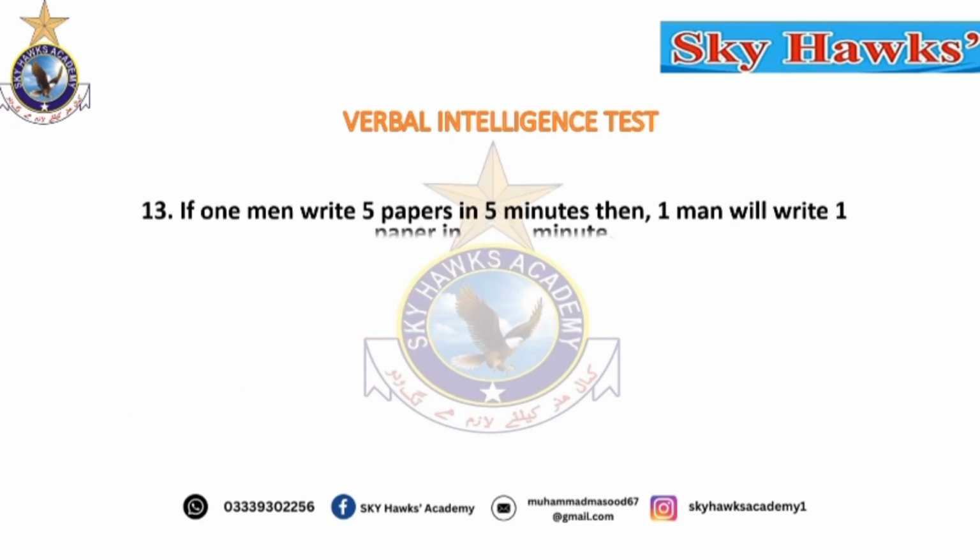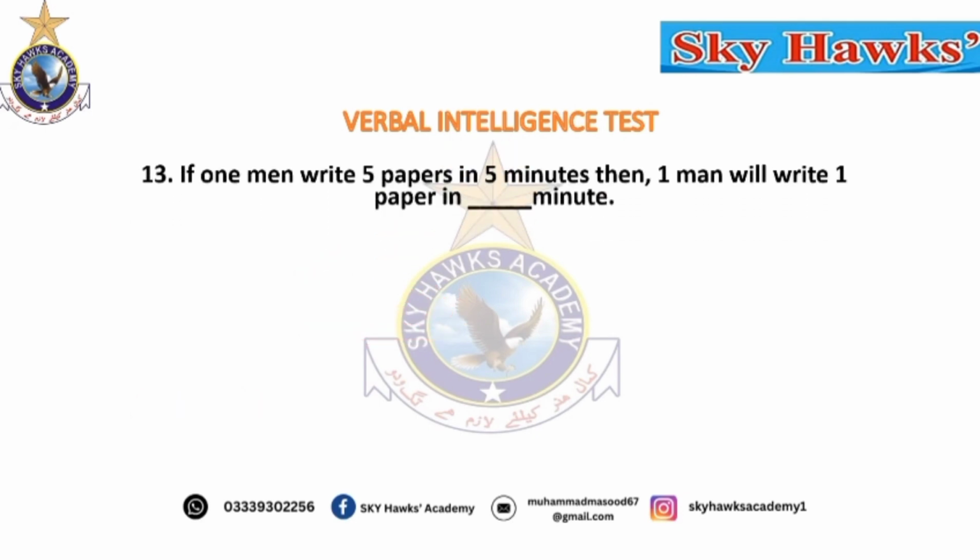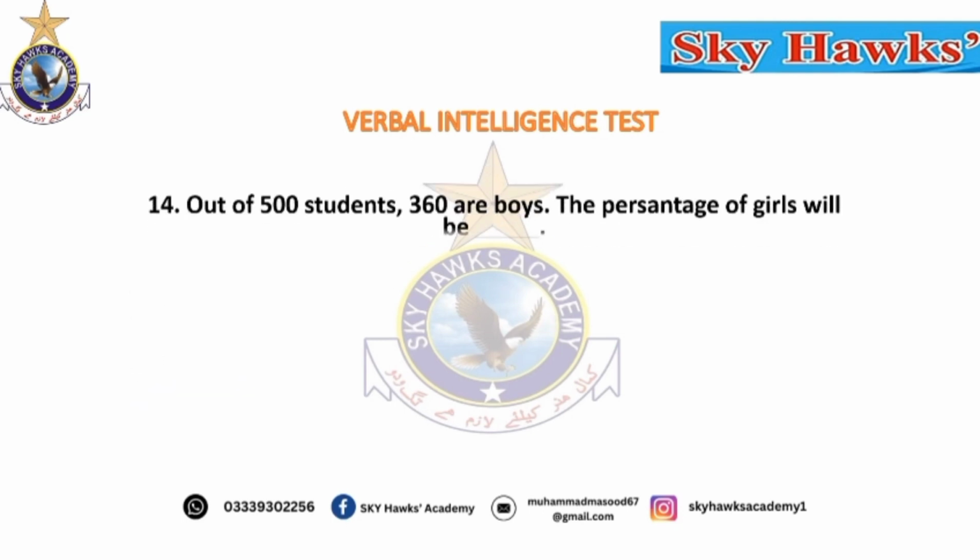The next question is: if one man writes 5 papers in 5 minutes, then one man will write 1 paper in how much time? In this question, it's very easy. One man writes 5 papers in 5 minutes, so as 5 papers take 5 minutes, it is one minute for every paper. So one man will write 1 paper in, of course, 1 minute. Clear?